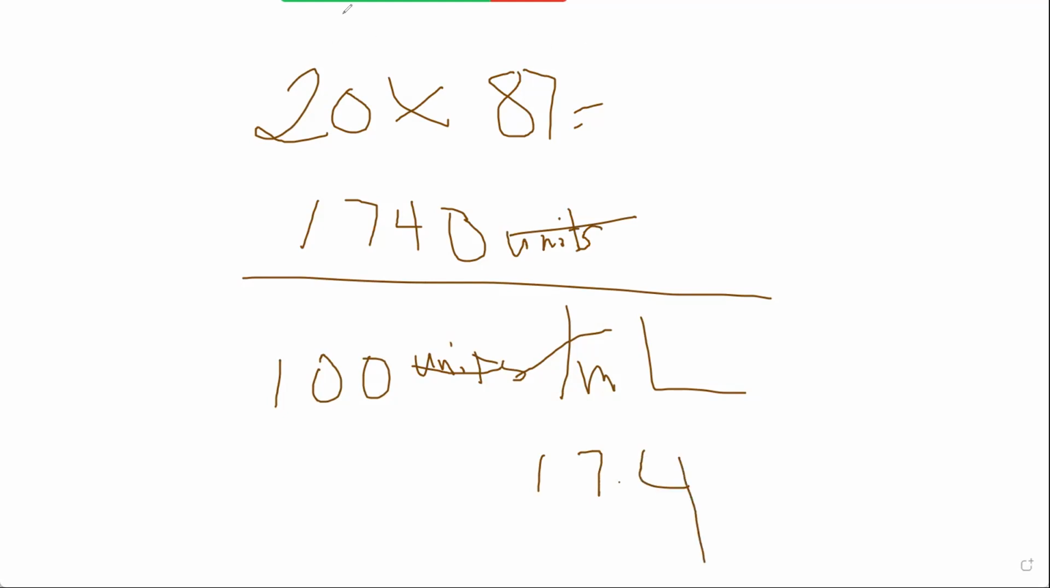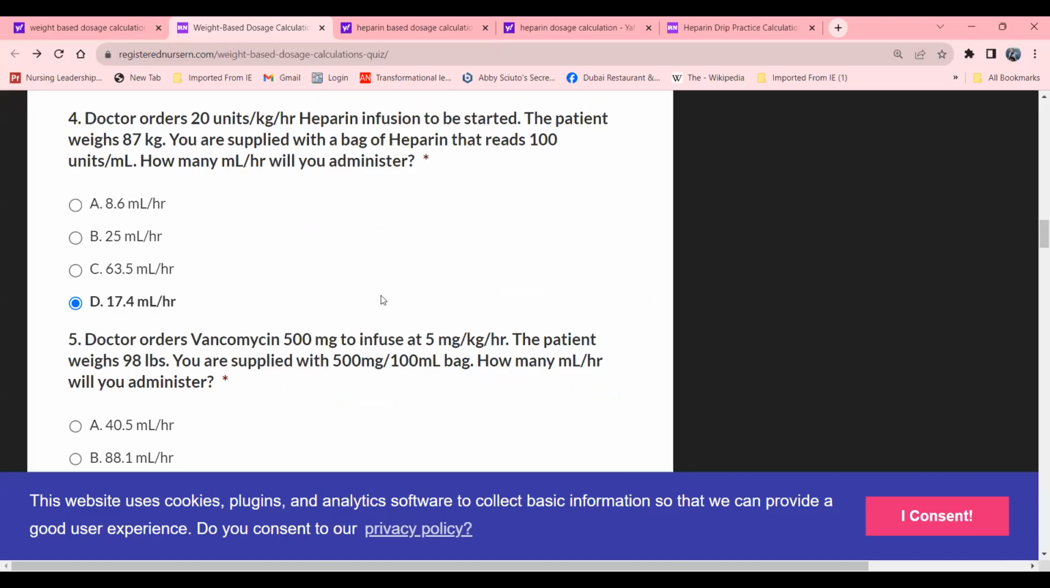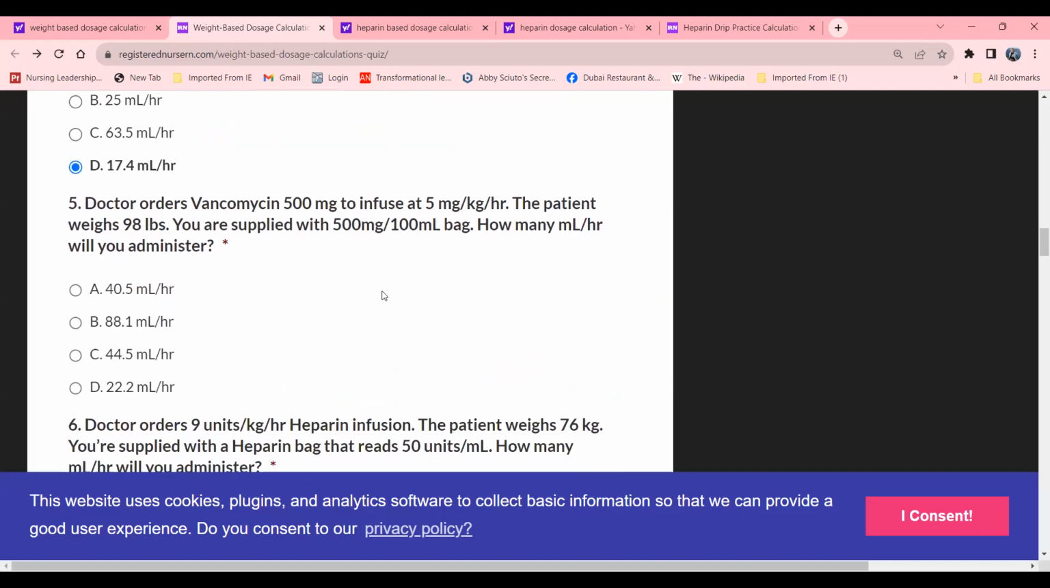Okay, so you should have ended up with 17.4. Okay, and there we have it. So how y'all feeling about those? Good. Now let's try it a little bit harder.